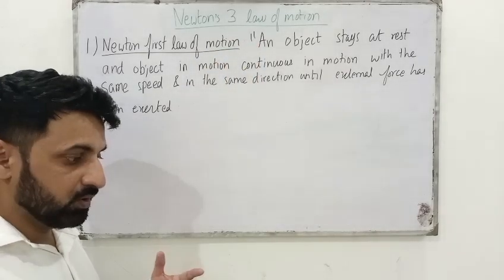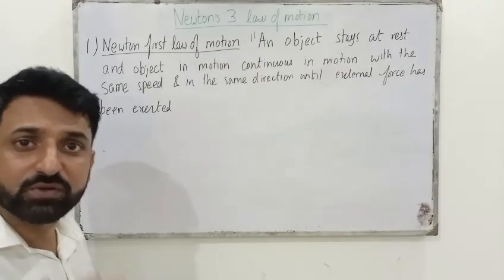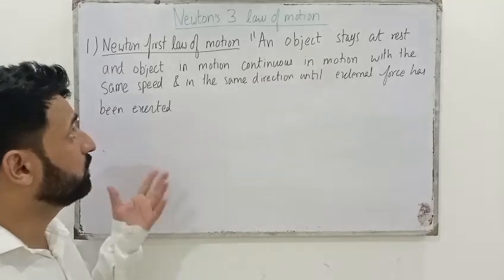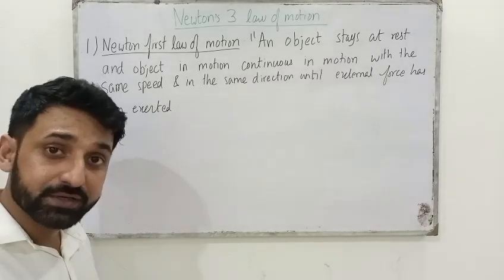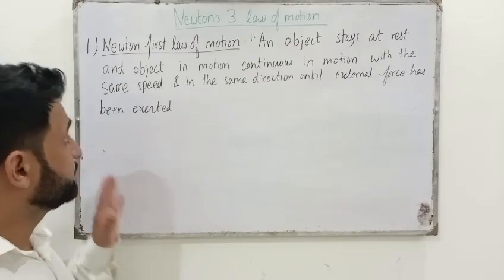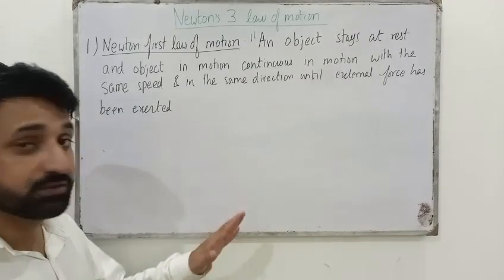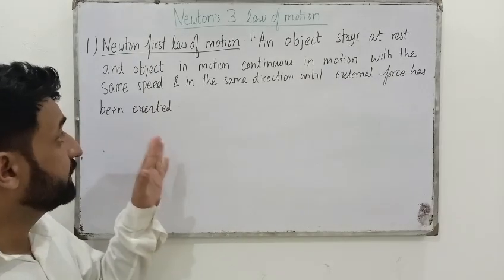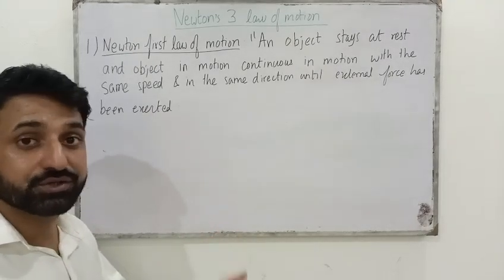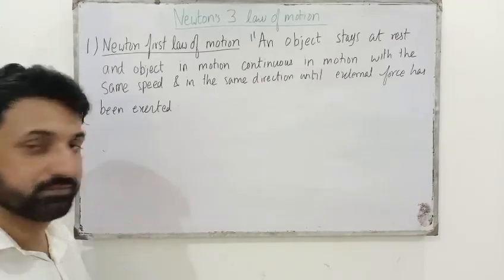First, we will talk about the first law of motion. What is the first law of motion? An object stays at rest, and an object in motion continues in motion with the same speed and in the same direction until an external force is exerted.